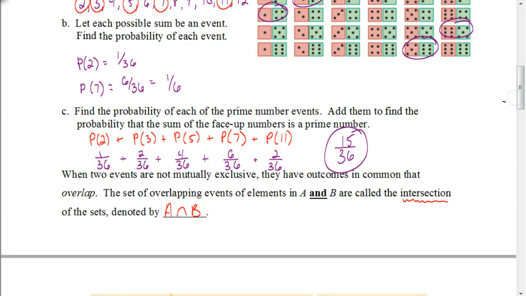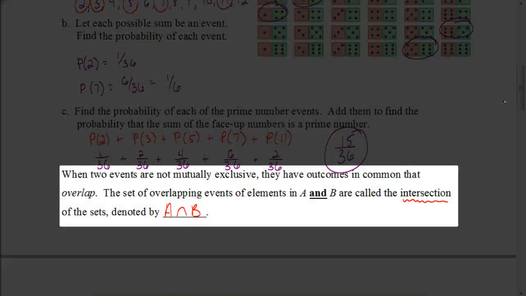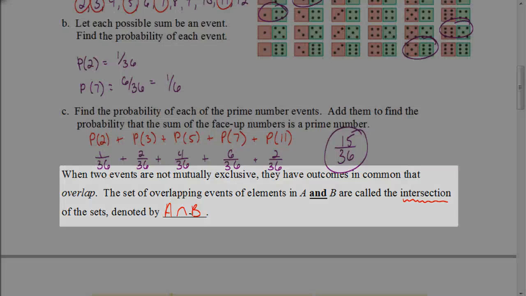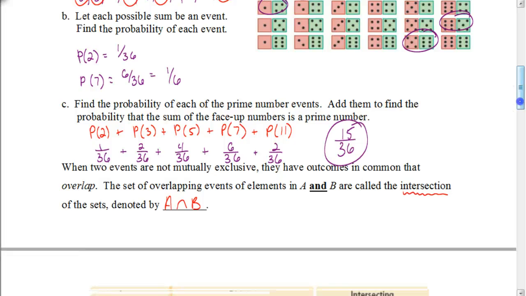Now, when two events are not mutually exclusive, that means they have outcomes in common that overlap. The set of overlapping elements in A and B is called the intersection of the sets, and we symbolize that using this symbol. So, A intersection B. That's going to be handy for this next part we're going to be looking at.